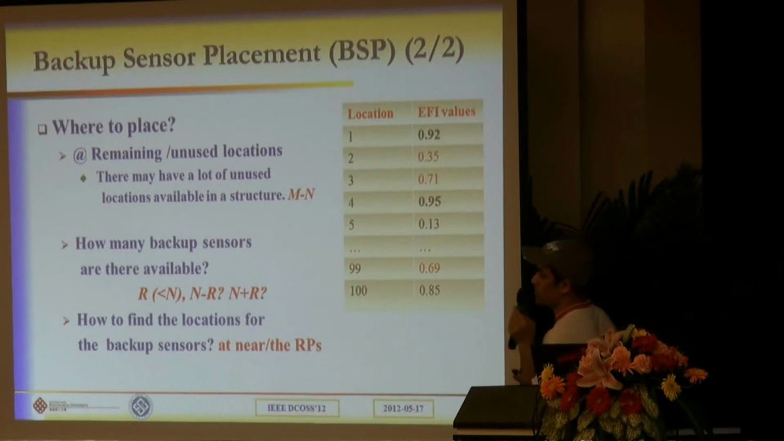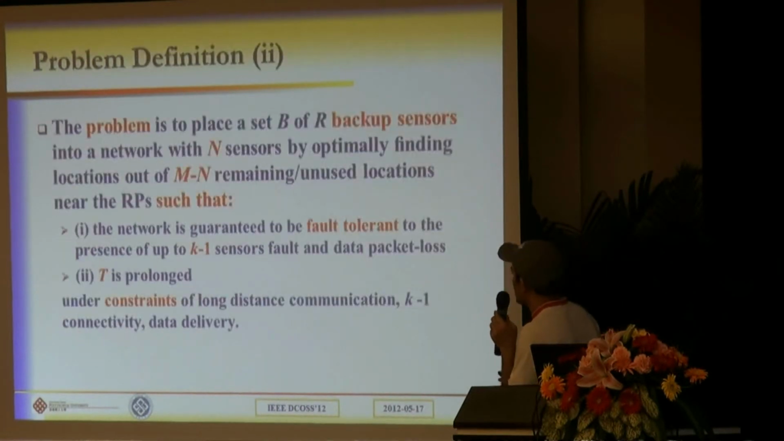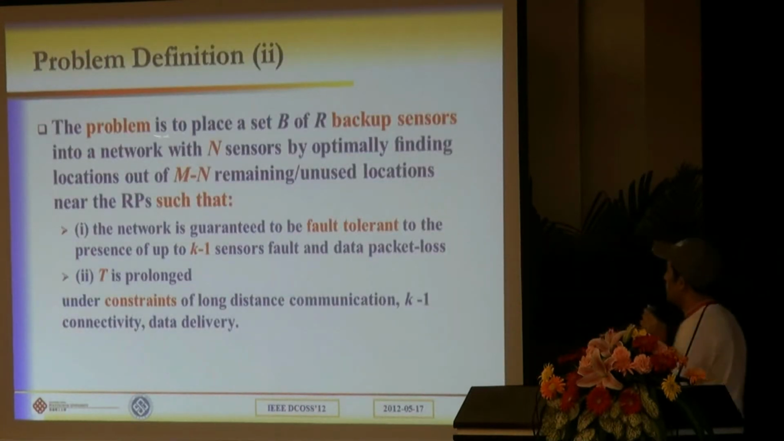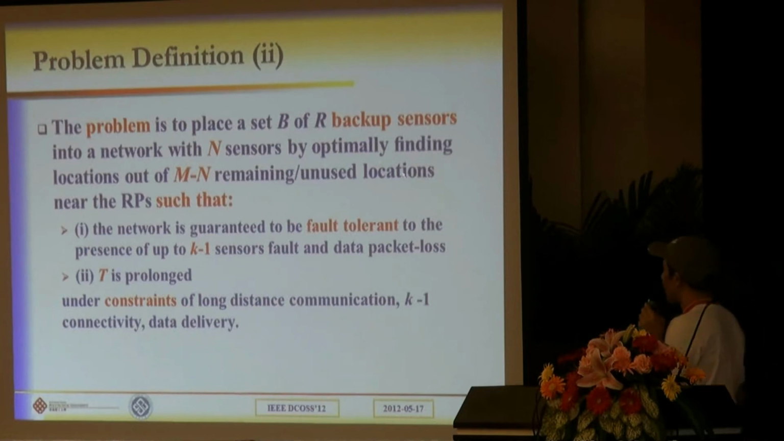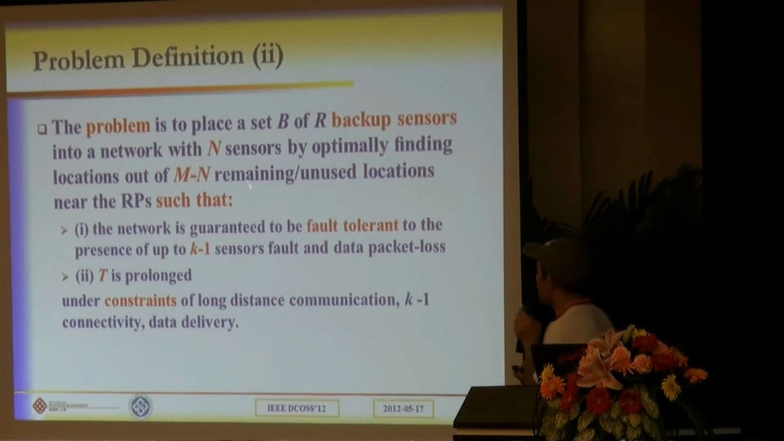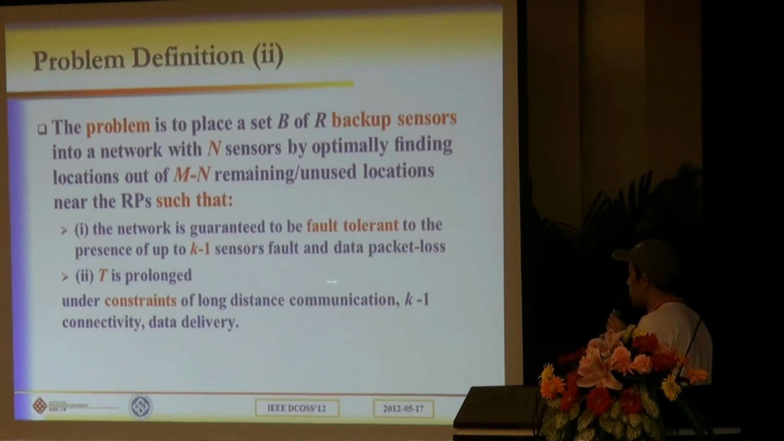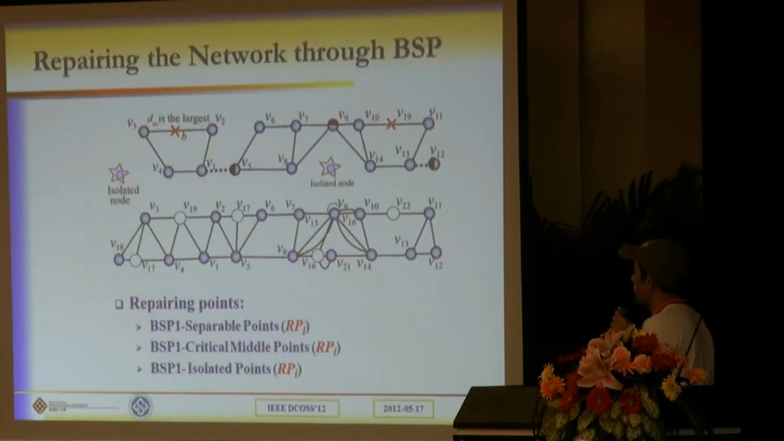It depends on the SHM system user. So the second problem is to place a set B of backup sensors into a network with N sensors by optimally finding locations among the M minus N remaining or unused locations near the repairing point, such that we can guarantee some level of fault tolerance, also under some constraints: the communication constraint, connectivity constraint, and data delivery.